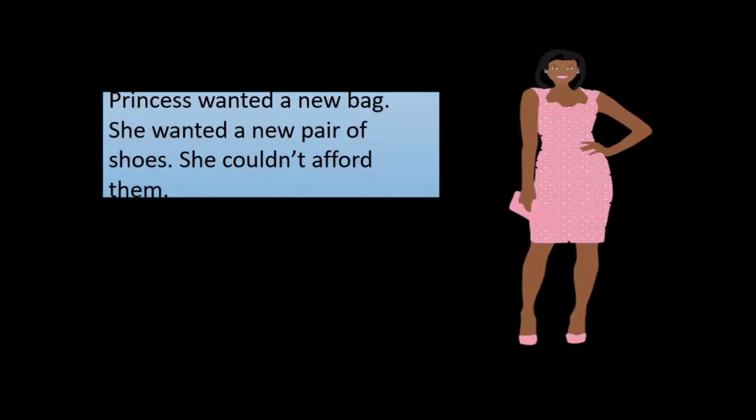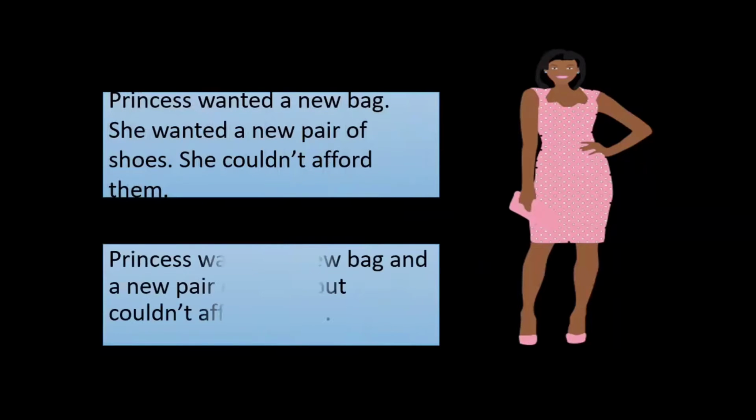So we have here examples of sentences. Look at the first sentence. Princess wanted a new bag. She wanted a new pair of shoes. She couldn't afford them. There are three sentences there. But actually, we can put these three sentences in just one statement, like this. Princess wanted a new bag and a new pair of shoes, but couldn't afford them.